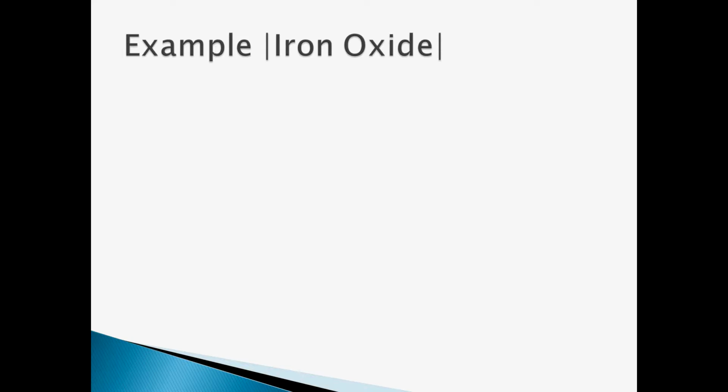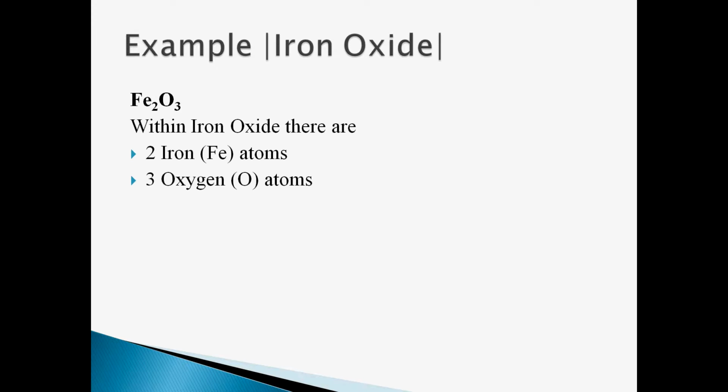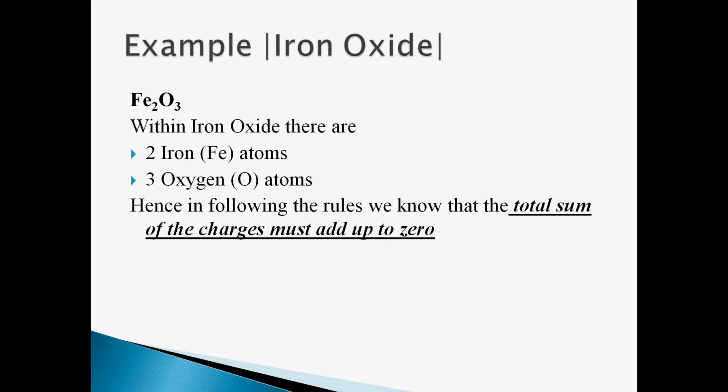Moving on, the first example I would like to use is iron oxide. Iron oxide is Fe2O3. First, we must identify what atoms are within this molecule. Within iron oxide, there are 2 iron atoms and 3 oxygen atoms. Following the rules, we know that the total sum of the charges must add up to 0. This is very important.